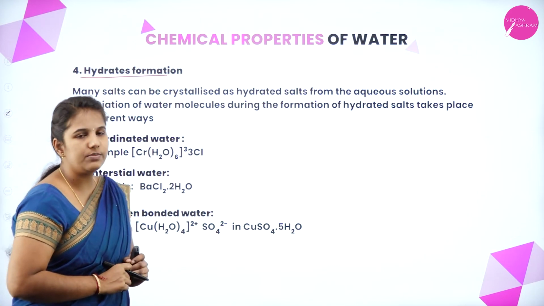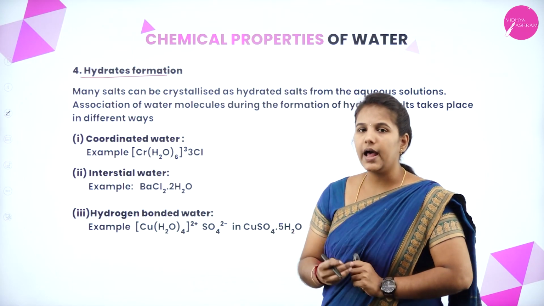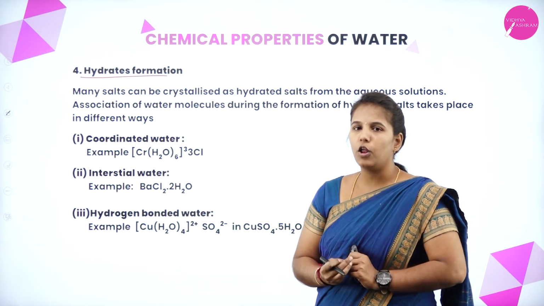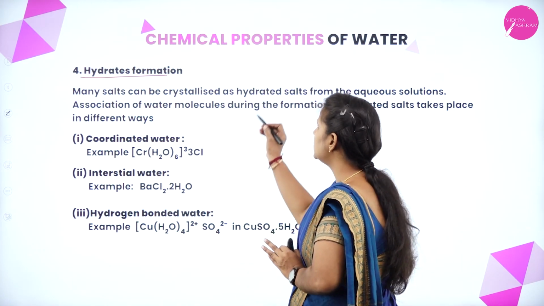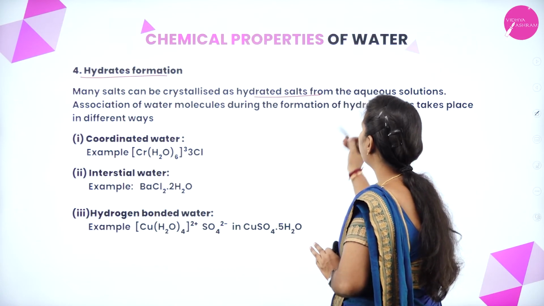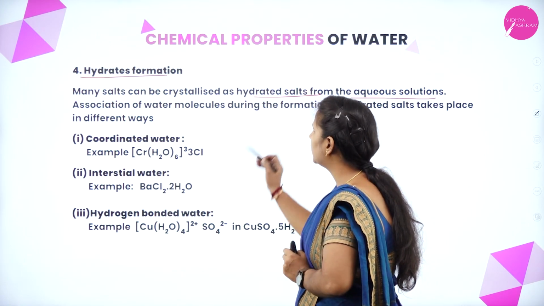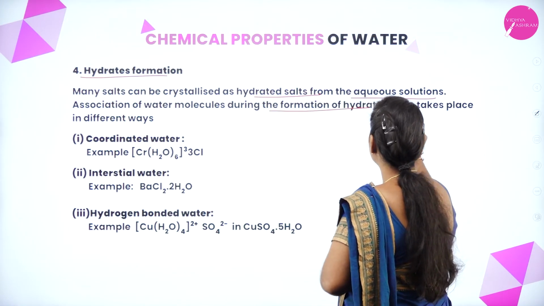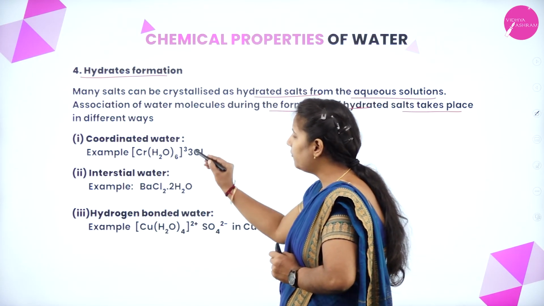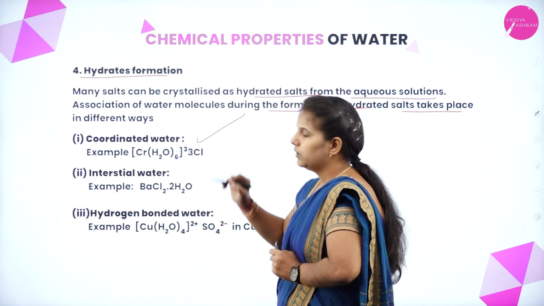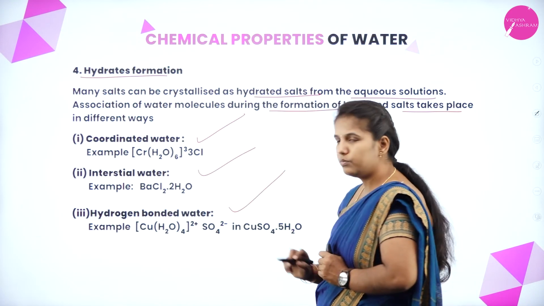Next is hydrate formation. Already I have explained what a hydrate is. Is it right? Yes. How does a hydrate form with a water molecule? Let us see now. Many salts can easily be crystallized as hydrated salts from aqueous solutions. The association of water molecules during the formation of hydrated salts takes place in different ways. Here you can see that I have listed 3 examples: coordinated water, interstitial water and hydrogen bonded water.